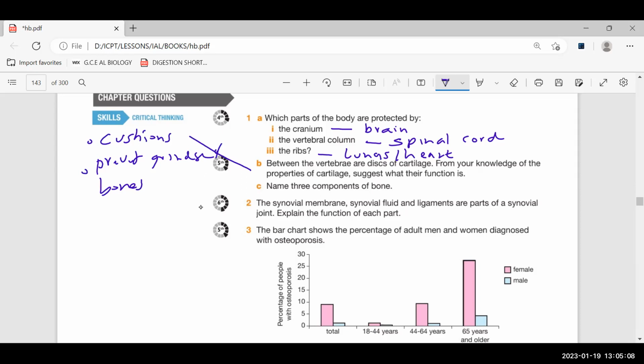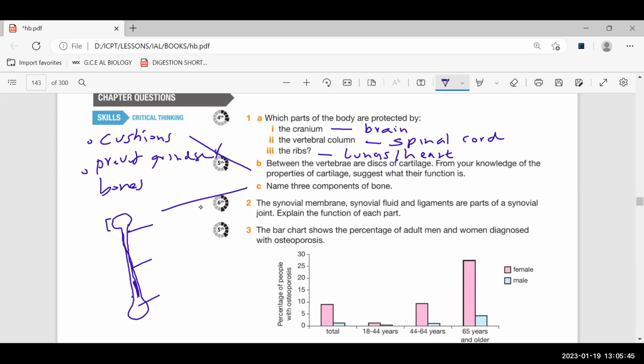Name three components of bones. So we have learned about long bones: epiphysis, periosteum, spongy bone, compact bone, and the bone marrow. For the long bone, we have learned the structures. So you can name these structures from the notes: epiphysis, periosteum, spongy bone, compact bone, and inside is the bone marrow.